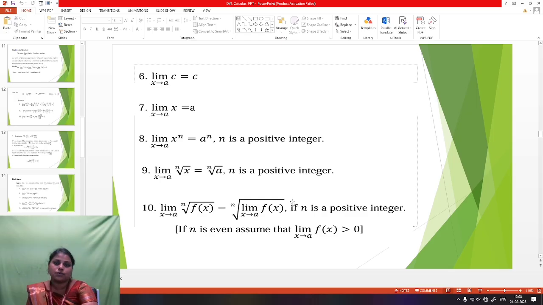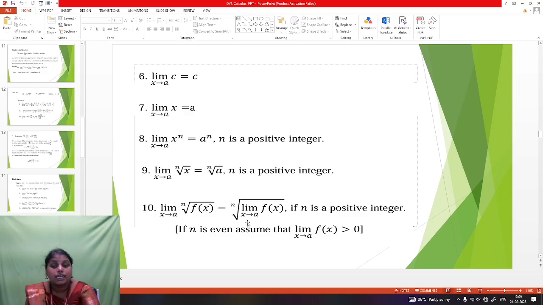Sixth one, the limit as x tends to a of a constant value c equals c. Seventh one, the limit as x tends to a of x: x is replaced by a, so the answer is a. Eighth one, the limit as x tends to a of x to the power n: x is replaced by a to the power n, where n is a positive number. Ninth one, the limit as x tends to a of the nth root of x equals the nth root of a, where n is a positive integer.